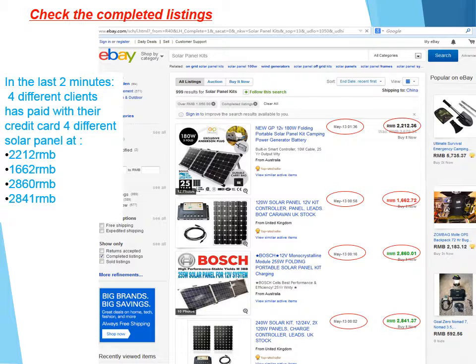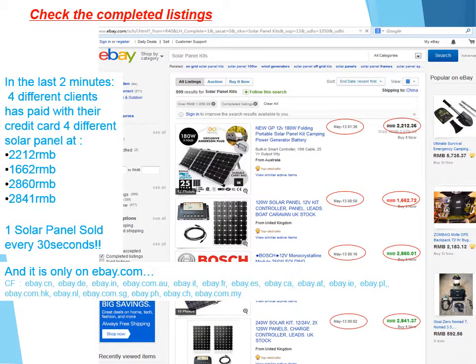Here it's a bit too generic. I typed solar panel kits, but if it's a 100 watt solar panel, you should type solar panel 100 watts and see the price that people really buy for your kind of product on this kind of eBay. You can see that a lot of people are buying this kind of product, one solar panel sold every 30 seconds.